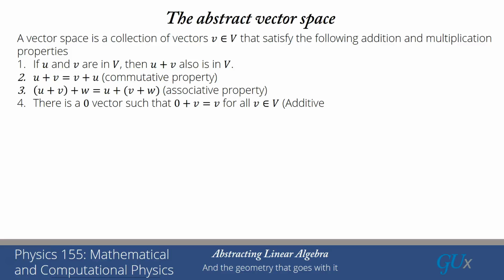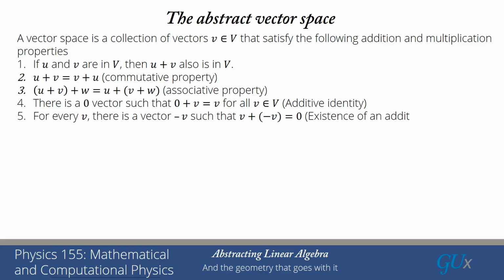There also must be a zero vector such that that zero vector added to every other vector just gives back the vector. So 0 plus v is equal to v for every vector that is in the vector space. That's called the additive identity. For every v, there's a vector minus v, such that v plus minus v is equal to 0. That's the existence of an additive inverse.